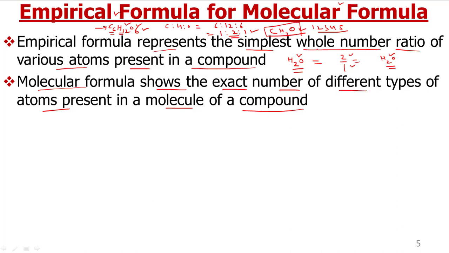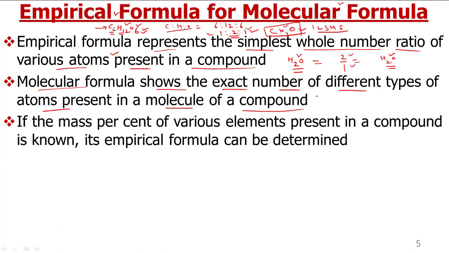Empirical formula is the simplest whole number ratio of various atoms present in a compound. So for water, empirical formula and molecular formula were the same, but for glucose, this is the molecular formula, and when we calculated the ratio of atoms and represented them in their simplest whole numbers, the empirical formula came out to be CH2O.